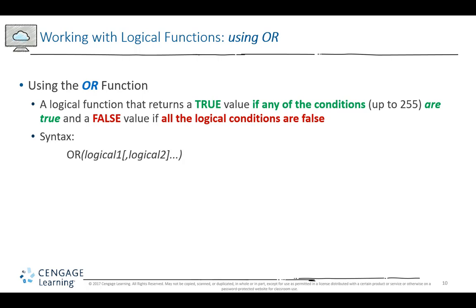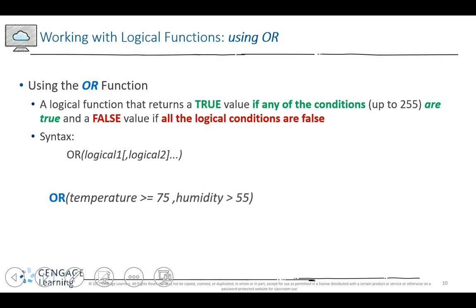Here is the syntax for the logical OR. Again, we see one required condition, and then we can have as many as we need, up to 255 different conditions that could be checked. Here is an example that would turn on the air conditioning if the temperature were greater than or equal to 75 or the humidity was greater than 55. If either one of those is true, the air conditioning should be turned on.